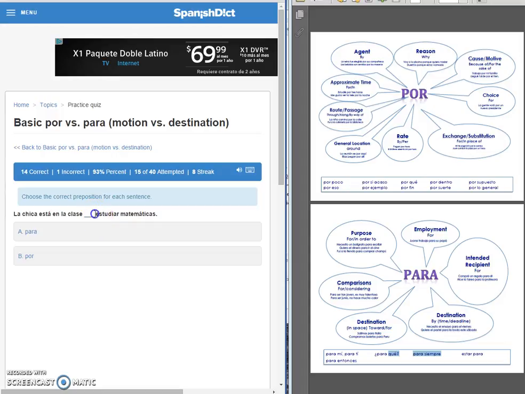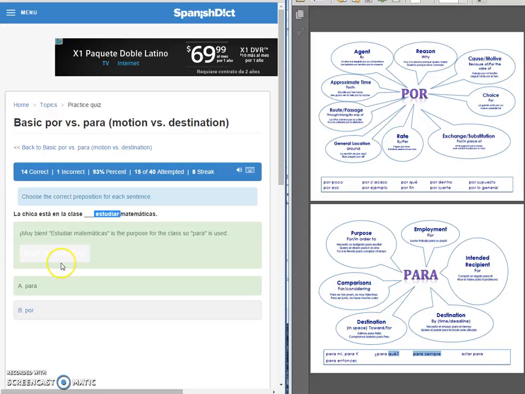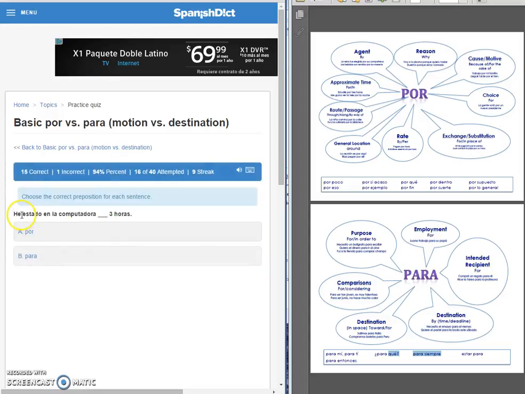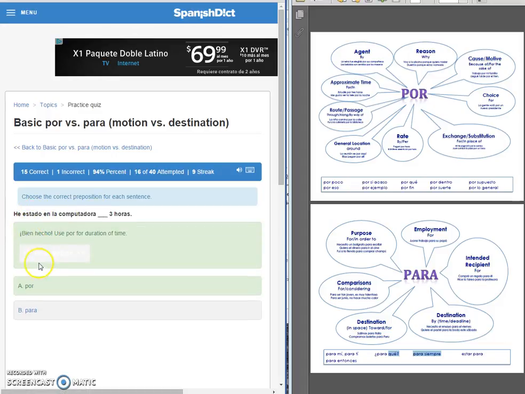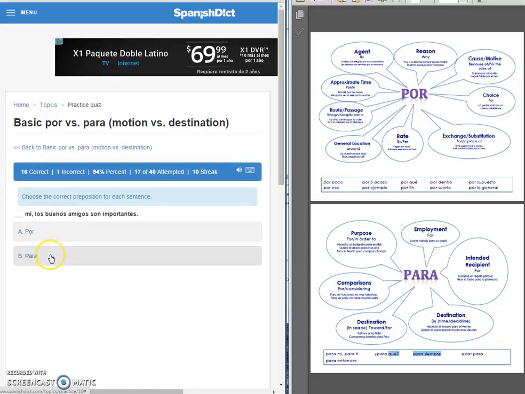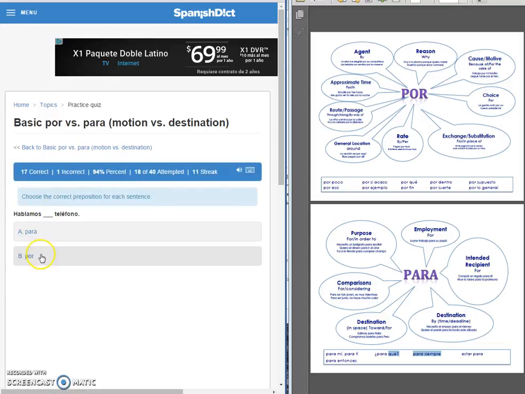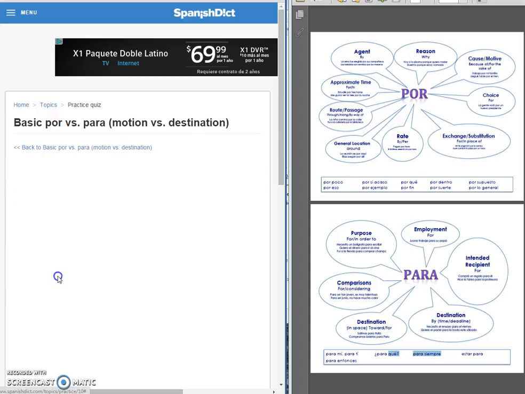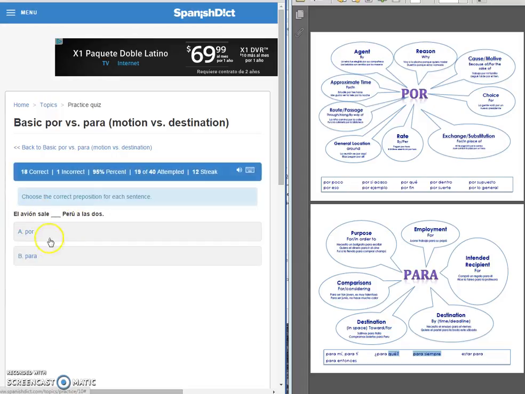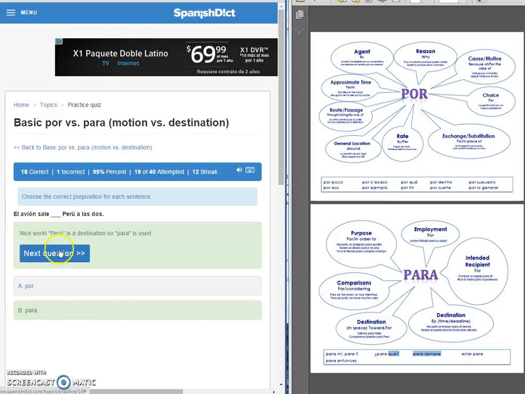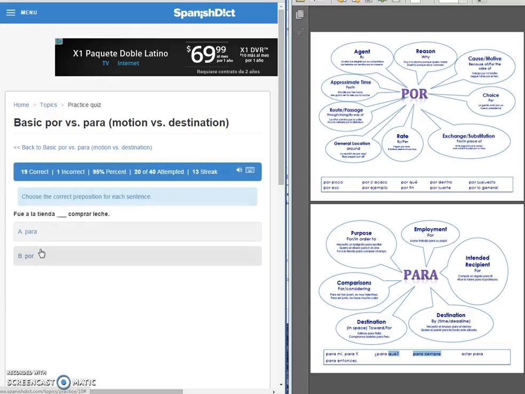And by the way, I said this before, a lot of times when you have an infinitive after the blank, it's usually para. It's not always, but that's a good guess at least if you don't know what's going on. He estado en la computadora por, again, duration of time, 3 horas. Blank meet, again, it's a comparison. Para mí, los buenos amigos son importantes. Hablamos por teléfono, communication. El avión sale para Perú a las 2. Again, that's my destination. Fue a la tienda para comprar leche.